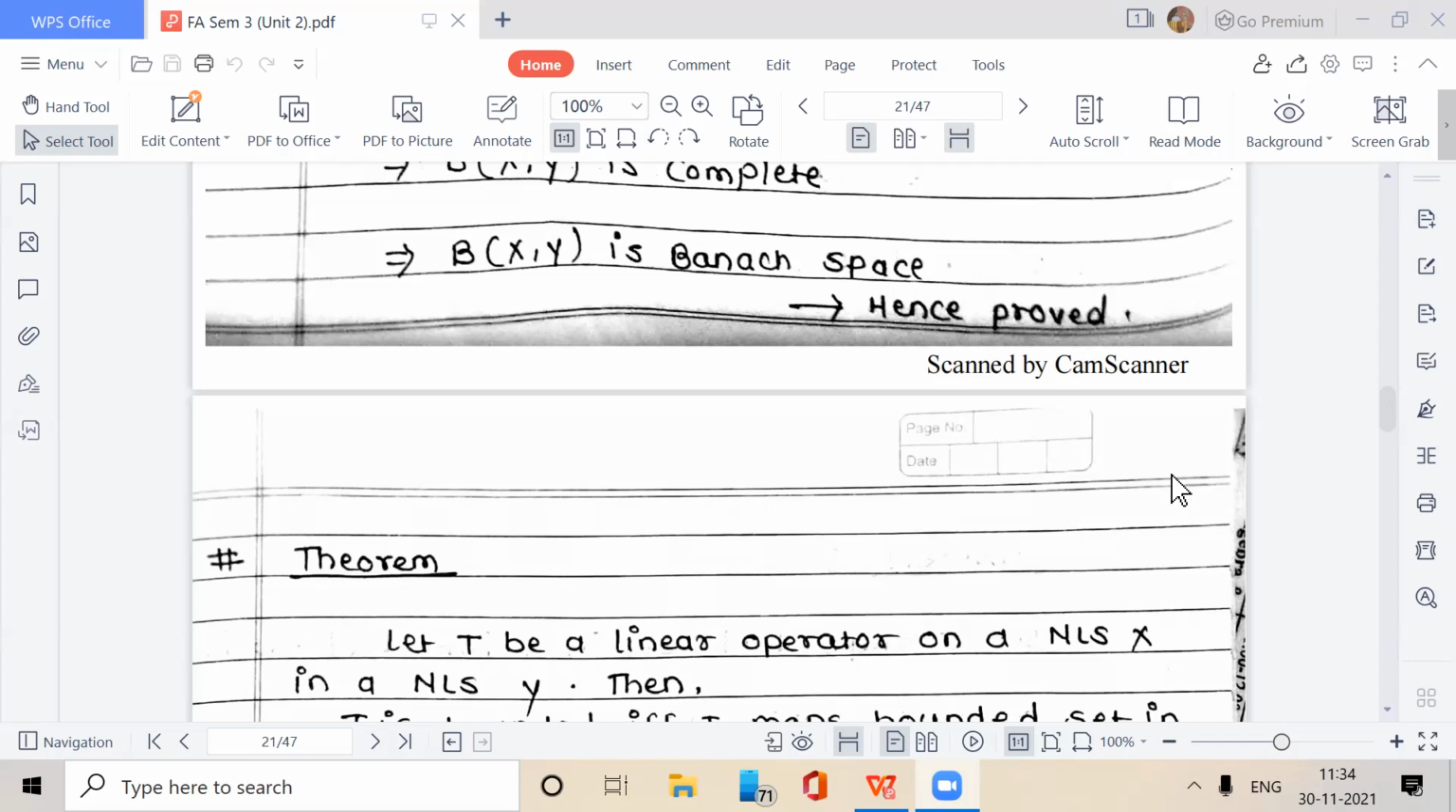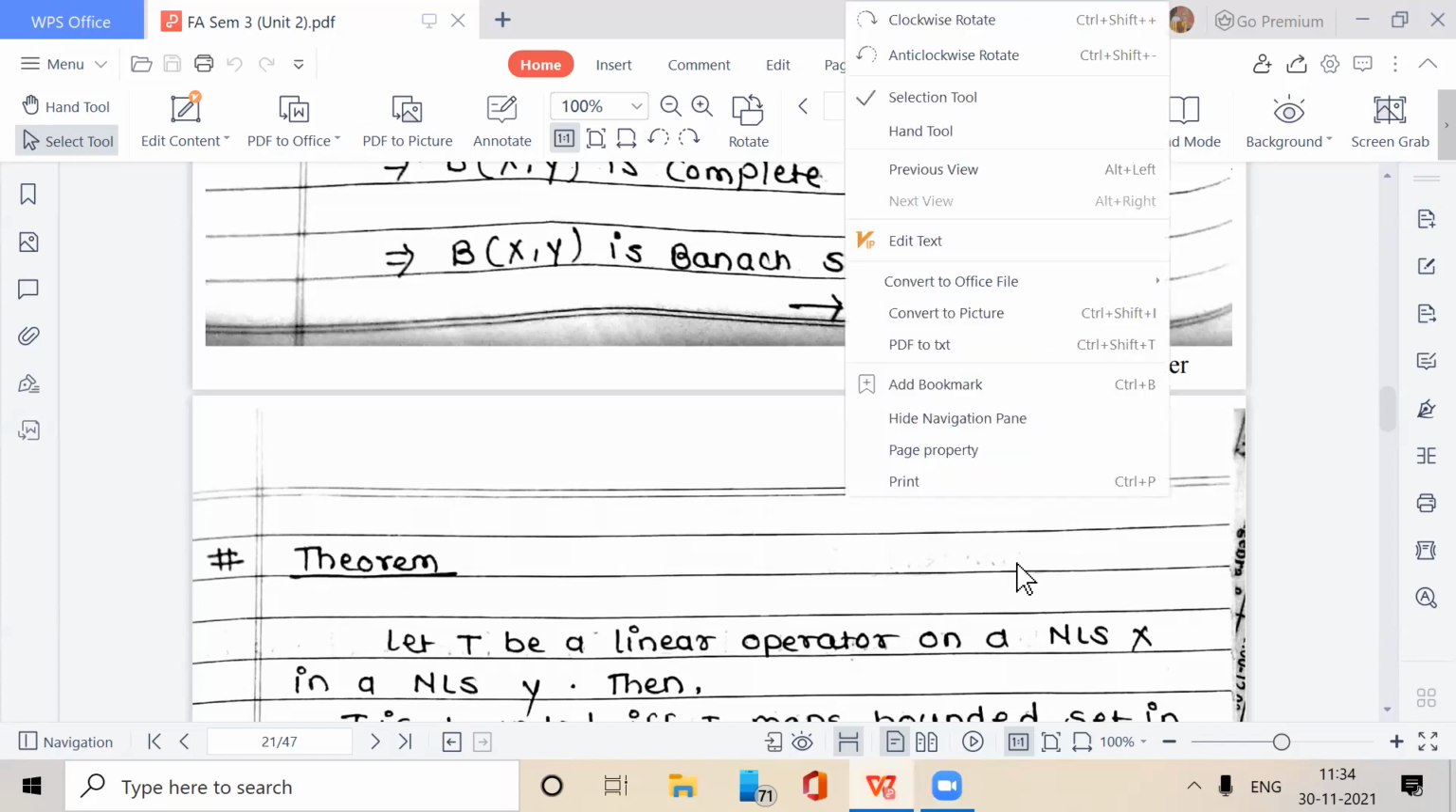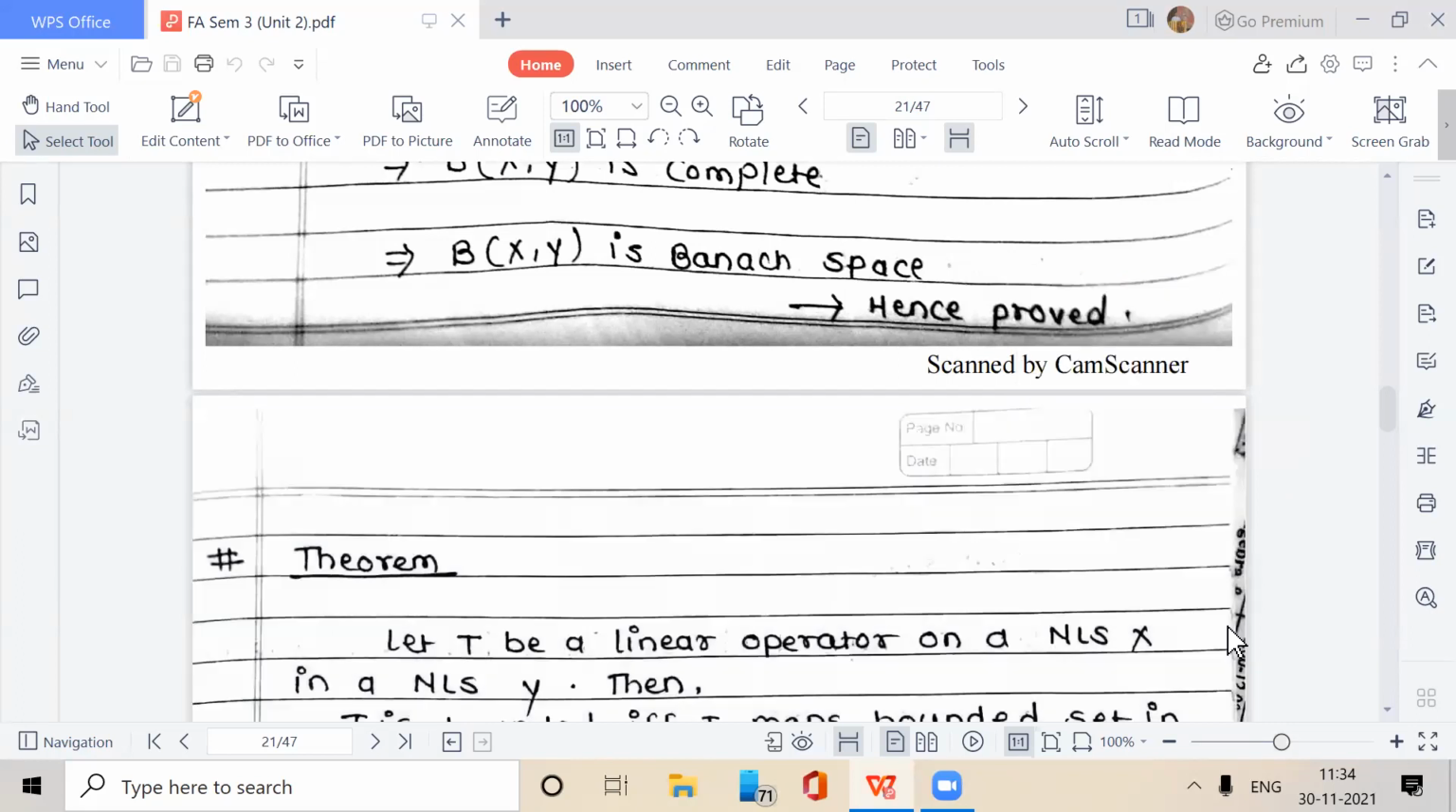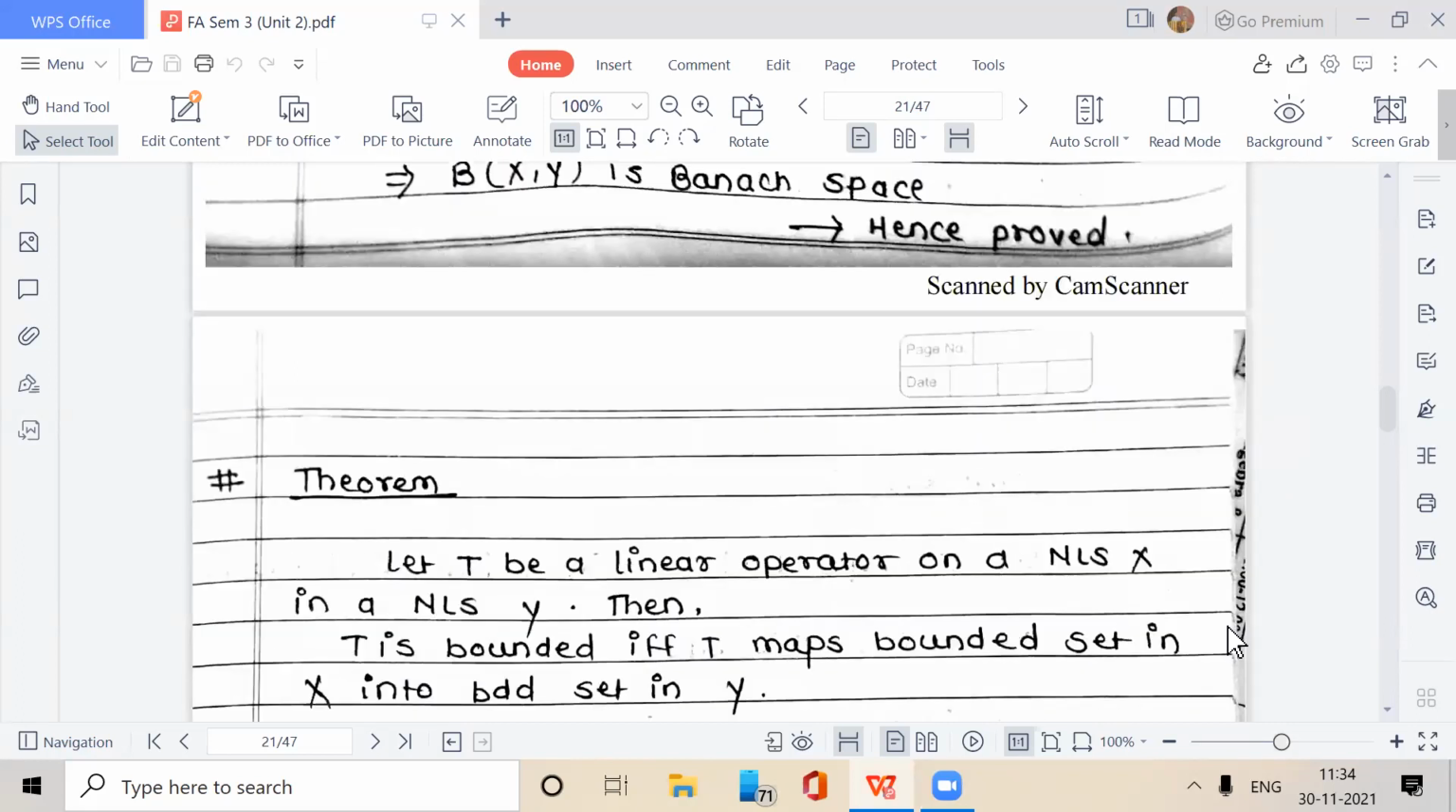Now we see the next theorem. Let T be a linear operator on a normed linear space capital X to normed linear space capital Y. Then T is bounded if and only if T maps bounded set in capital X into bounded set in capital Y.